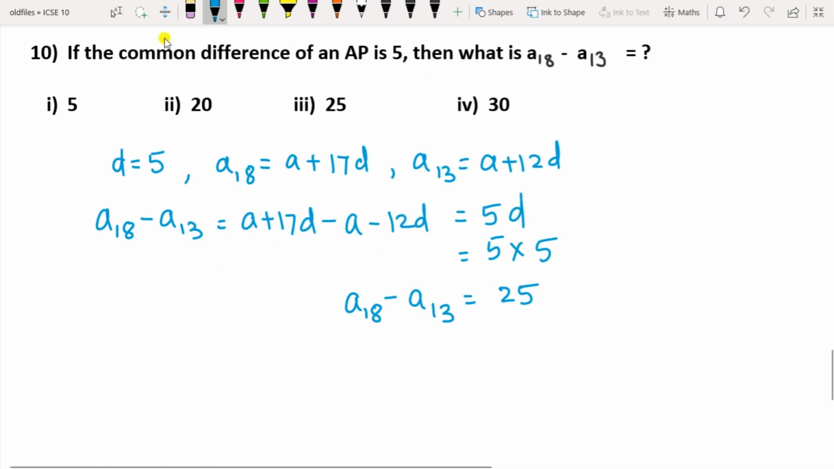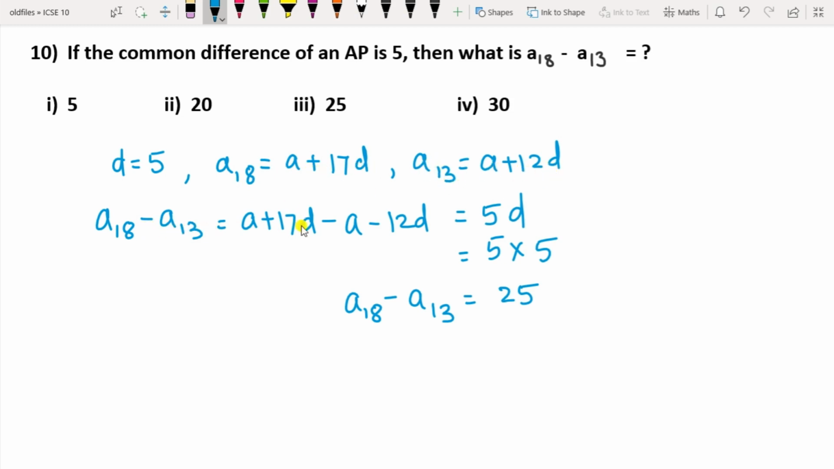If the common difference of an AP is 5, then what is A18 minus A13? So D is given as 5 here. If you want to write A18, then it will be A plus n minus 1 D. So n minus 1 is 18 minus 1, that is 17D. So A18 is A plus 17D. Similarly, A13 will be A plus 12D.